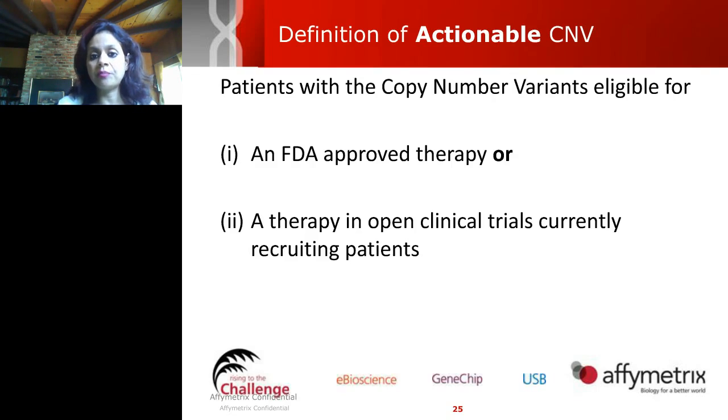There are a number of possible definitions for actionable CNV. So for the rest of this call, I'd like to use a generally accepted definition of what's truly actionable. An actionable copy variant would be one where the patient would be, A, either eligible for an FDA-approved therapy, or B, eligible for a therapy in an open clinical trial that is currently recruiting patients. So with that definition in mind, let's look at some of these case studies on OncoScan.